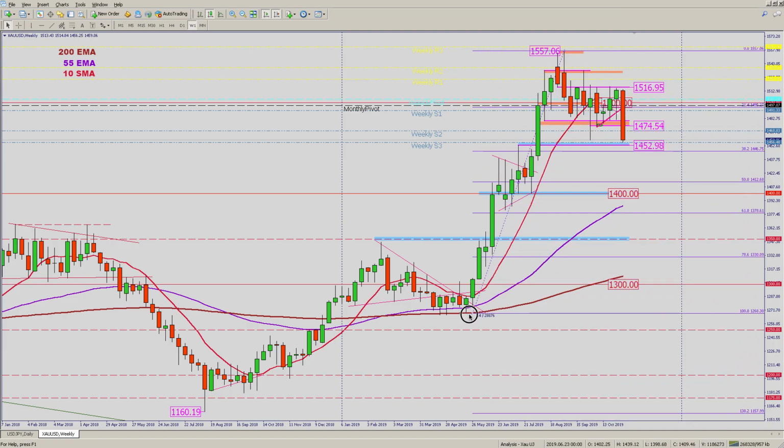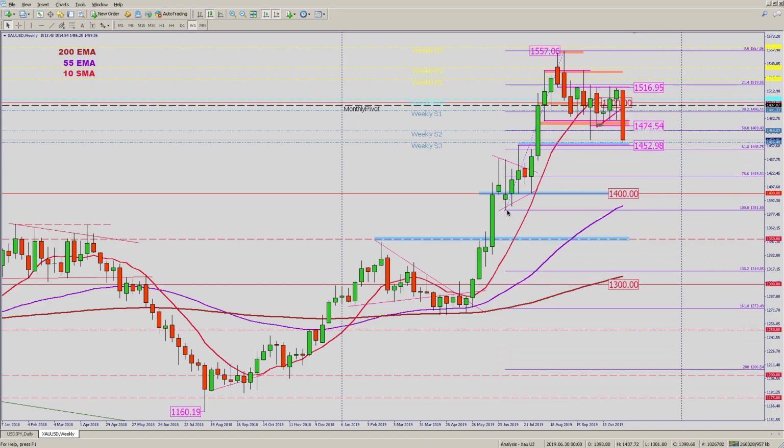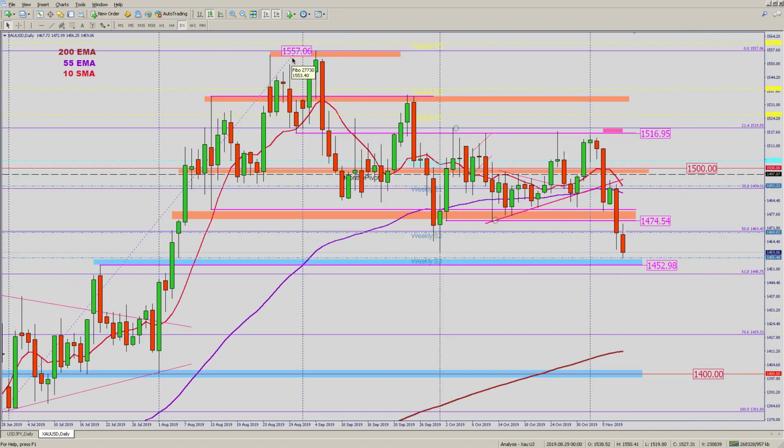We could also take it all the way from the start of this bullish move from the weekly 200 EMA, but that's going to be quite a wider range, so we can stick to this swing low. Let's go back to the daily time frame, and the 78.6 retracement level is just above the daily 200 EMA as well.